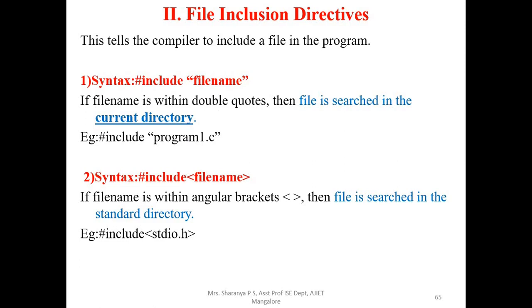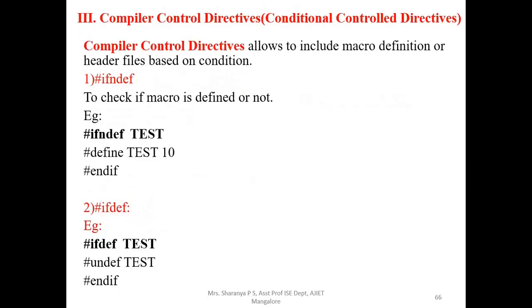Hash include stdio.h. Here stdio.h refers to the file. If the file name is in double quotes, then the file is searched in the current directory. If we mention program1.c like this, then within the current directory it is going to search for that program1.c, and those contents are added to the code. With hash include file name in angle brackets, which is what we normally use, hash include stdio.h, it is not specific to the current directory. It will search in all the directories present in the file system.